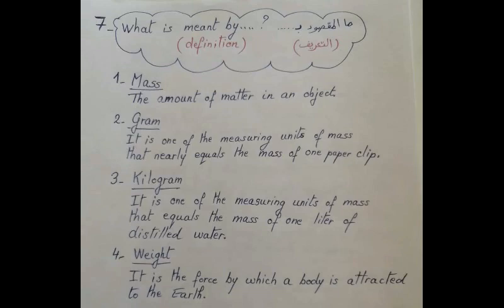Number 3 كيلوغرام. ما المقصود بالكيلوغرام؟ It's one of the measuring units of mass that equals the mass of 1 liter of distilled water. الكيلوغرام هي وحدة من وحدات قياس الكتلة، وكمان الكيلوغرام بيساوي 1 لتر من الماء المقطر.